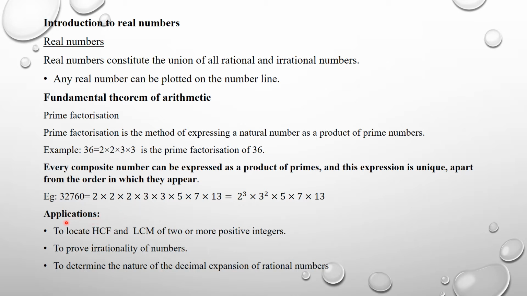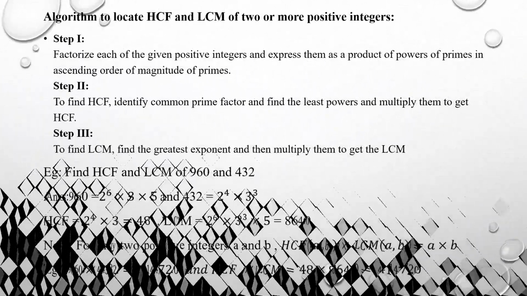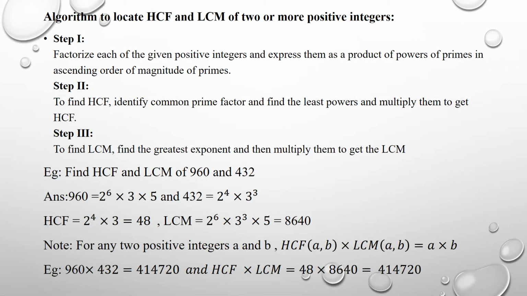We can see the applications of the fundamental theorem of arithmetic for locating HCF and LCM of two or more positive integers, to prove irrationality of numbers, and to find the nature of the decimal expansion of rational numbers. The fundamental theorem of arithmetic can be used for finding HCF and LCM of two or more positive integers. Let us find how to find the HCF and LCM using the fundamental theorem of arithmetic.